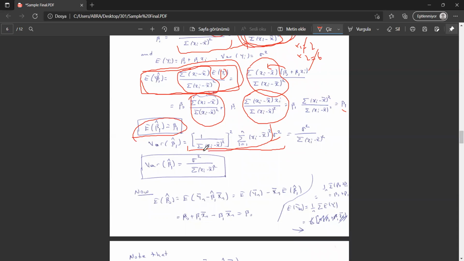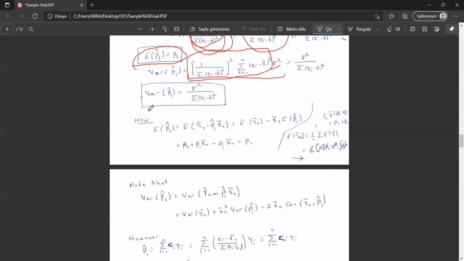Here, we are seeing the squared version of this term with x's, you see? And if you take the square of this x terms, you will see that it is equal to 1 over summation of xi minus x bar squared. You can see how it is done in the previous note as well. So we have found variance of beta 1 hat as sigma square over summation of xi minus x bar squared. Now let's get to the beta 0 hat. We are writing the formula of beta 0 hat again.